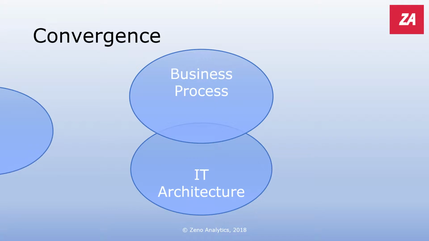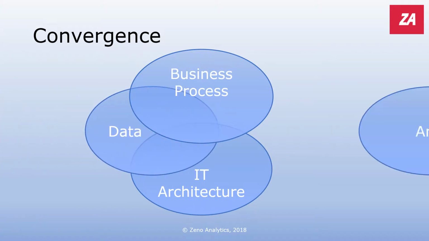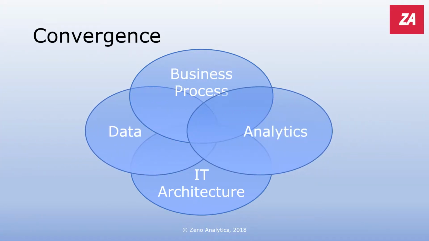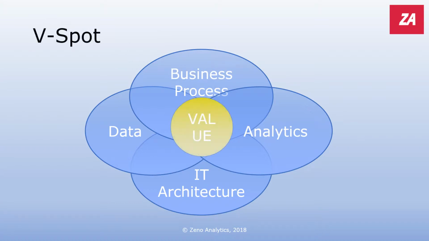To derive value from analytics, you need to create a convergence between four dimensions: business process, data, IT architecture, and analytics to glue them together. At the intersection of these four dimensions is where you derive the value from analytics. It's where business process, data, analytics, and IT architecture come together.